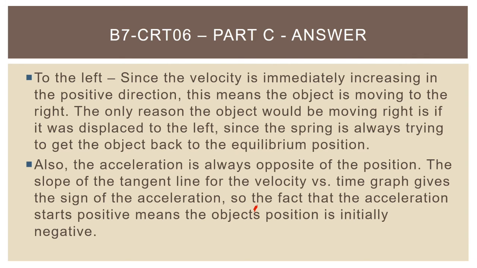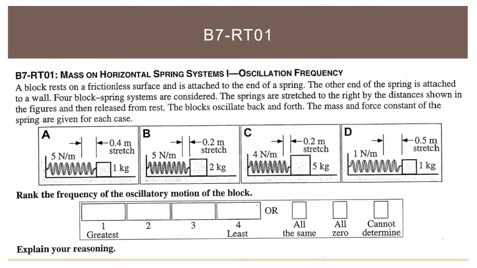All right, moving on to the next sheet here, as you can see, we have the question B7RT01. These first two on this sheet, I think, are very straightforward. So let's just jump right into them. B7RT01 says you got a mass on a horizontal spring. They're asking you about the oscillation frequency. A block rests on a frictionless surface and it's attached to the end of a spring. The other end of the spring is attached to a wall.